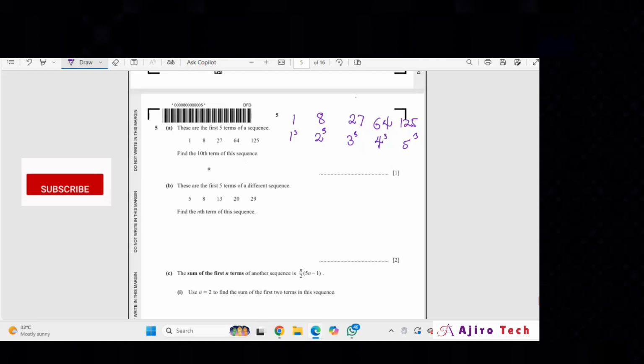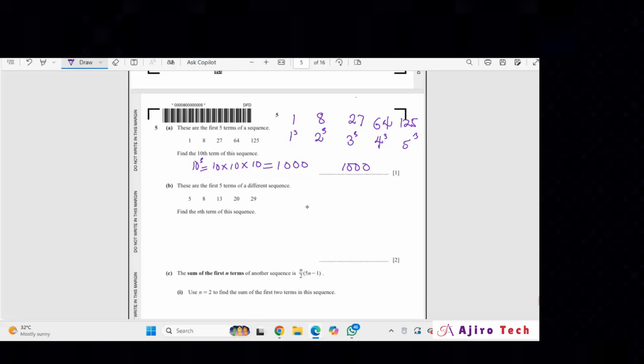Now, the next question, they're not asking you what is the 10th term. If you look at this now, 10th term simply means 10 raised to the power of 3. Since they are all cube numbers, just do 10 raised to the power 3 because it's the 10th term. So we're going to have 10 times 10 times 10. And that will give us what? 1,000. So what we are supposed to have here now is what? 1,000. Any question, please? All right.